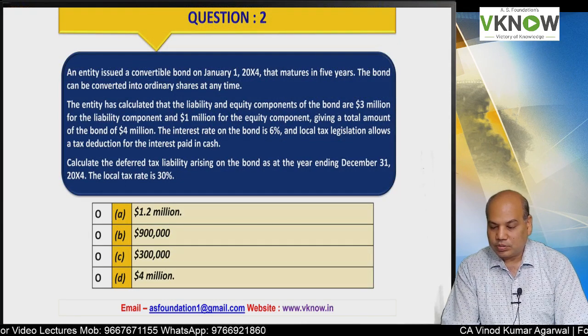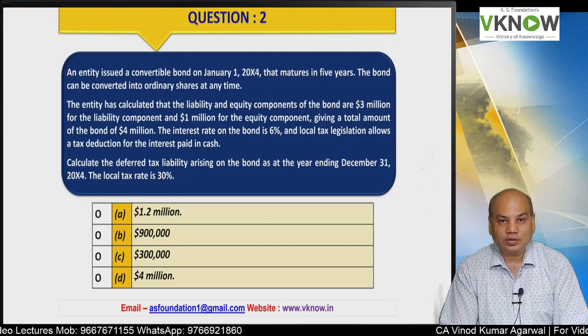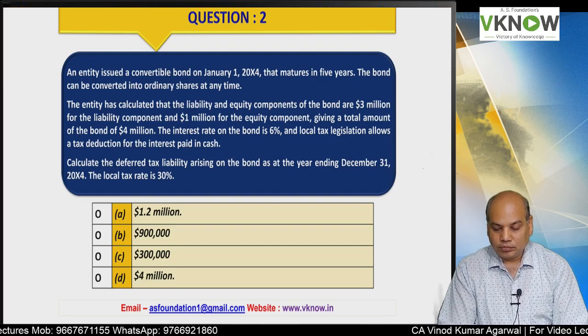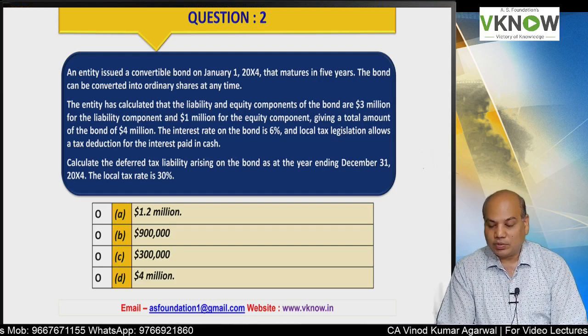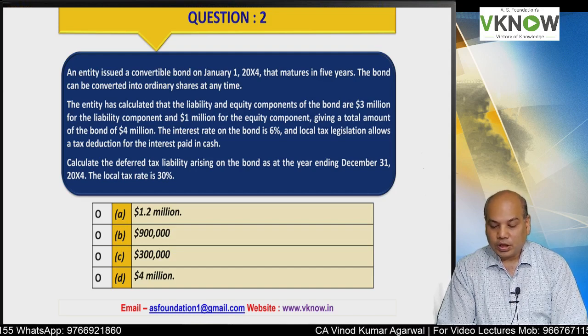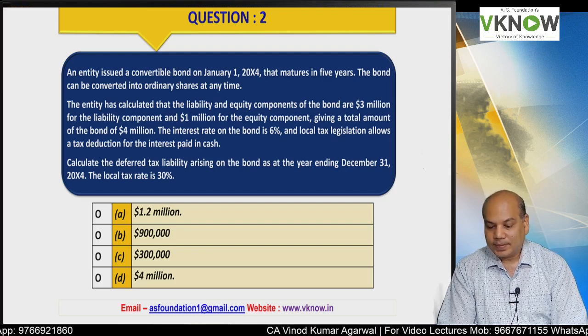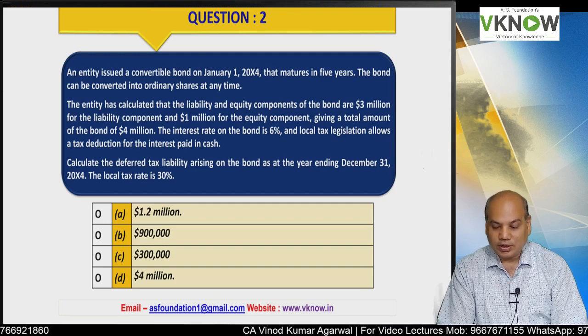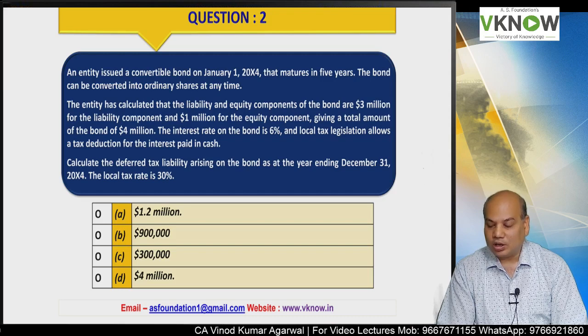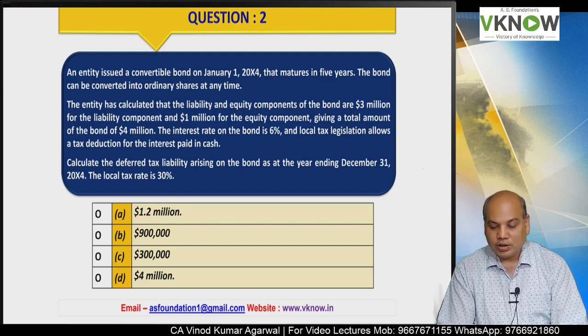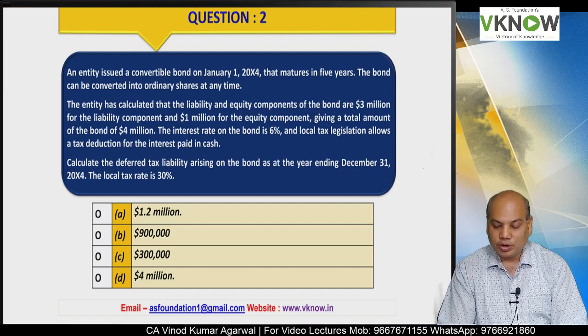Let us come to question number 2. Again test your skill. An entity issued a convertible bond on 1st January 2004 that matures in 5 years. The bond can be converted into ordinary shares at any time. The entity has calculated that the liability and equity components of the bond are $3 million for the liability component and $1 million for the equity component.